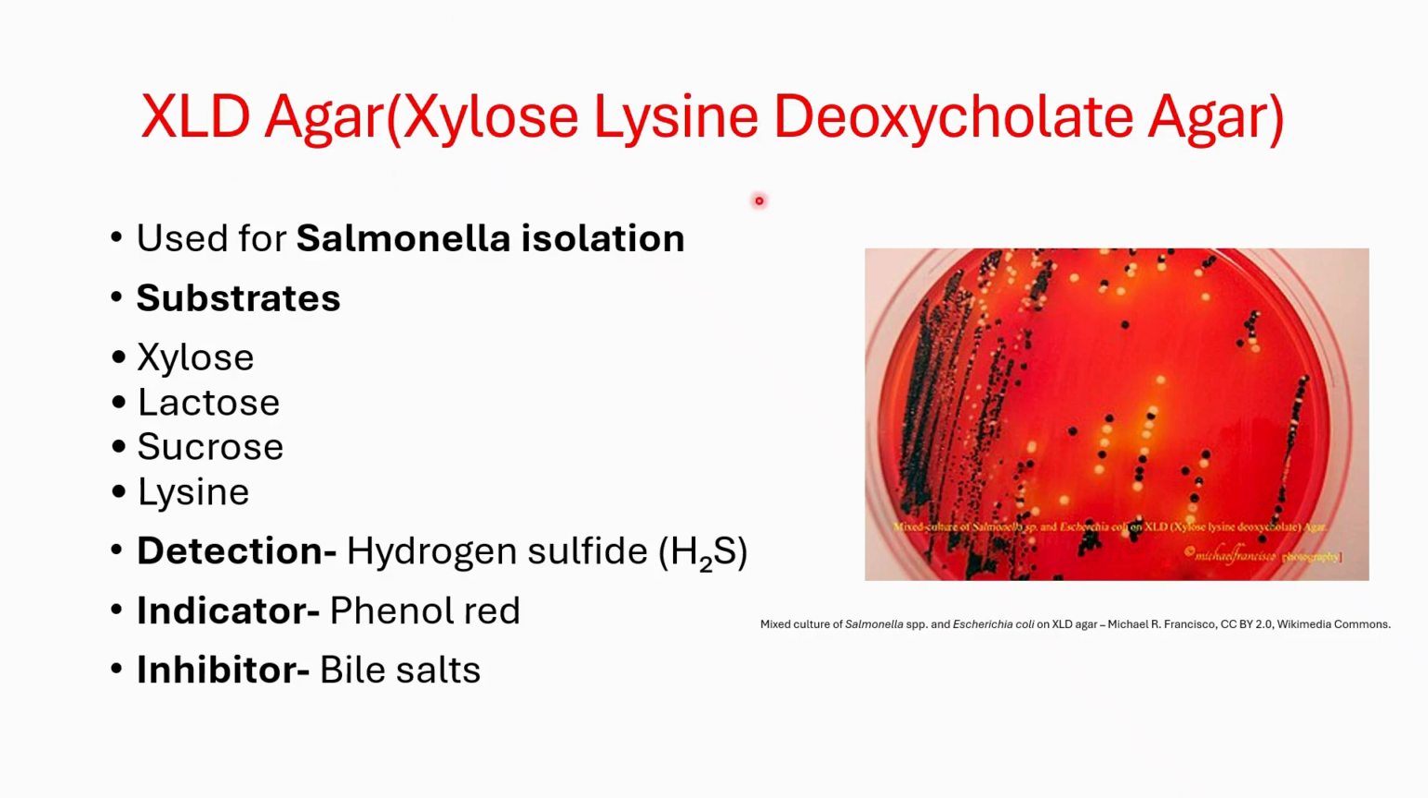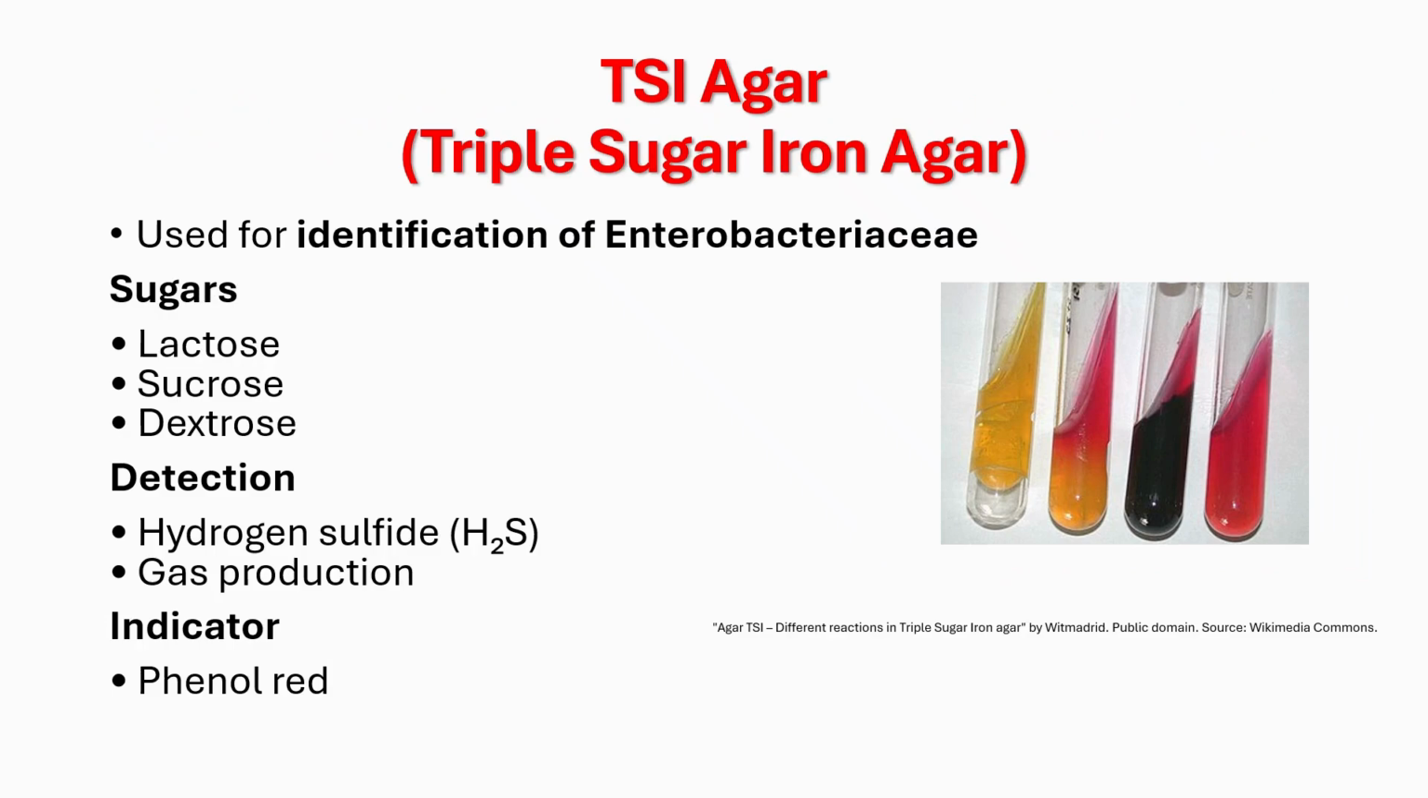XLD agar, xylose lysine deoxycholate agar. It is a selective and differential media commonly used for the isolation of Salmonella and Shigella species from clinical samples. It contains several sugars including xylose, lactose, and sucrose, along with lysine for decarboxylation testing. The medium also allows detection of hydrogen sulfide production, which appears as black colonies. The phenol red serves as a pH indicator, and bile salts inhibit the gram-positive organisms.